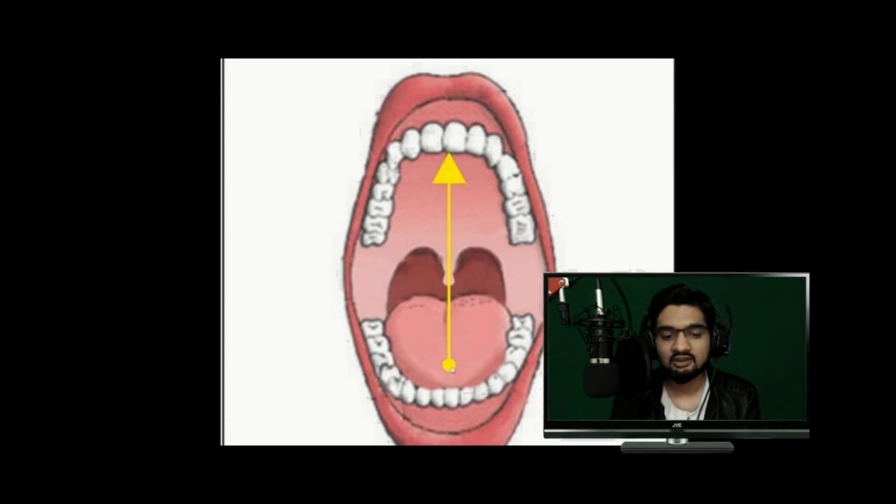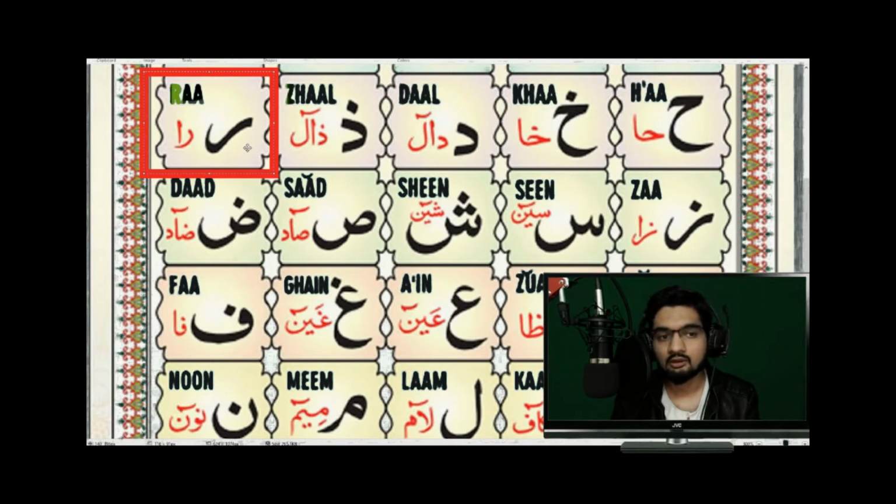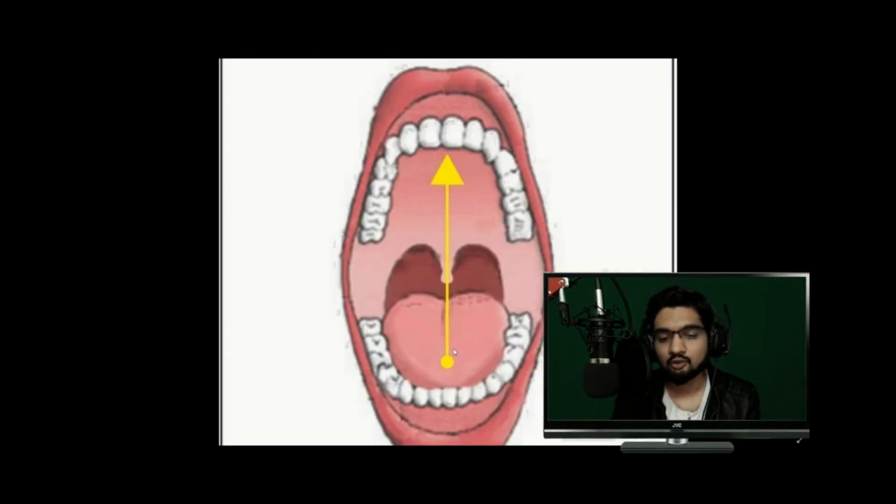Dal. When the tip of our tongue touches the edges of the upper two front teeth, that is how we start to pronounce the sound of this letter. Ra. When the tip of our tongue touches the gum of the two top front teeth, that is how we start to pronounce the sound of this letter.